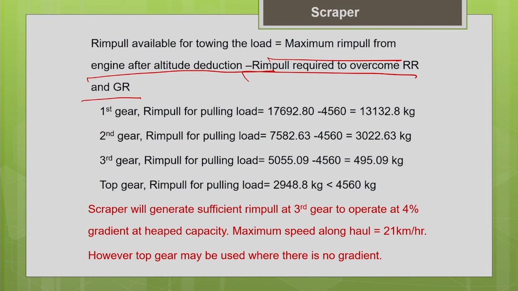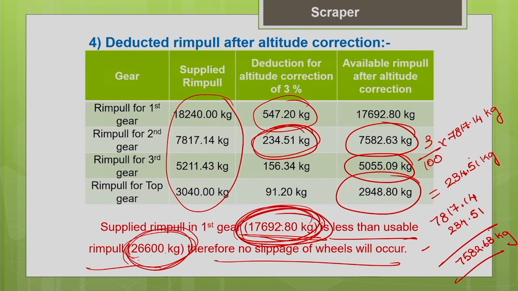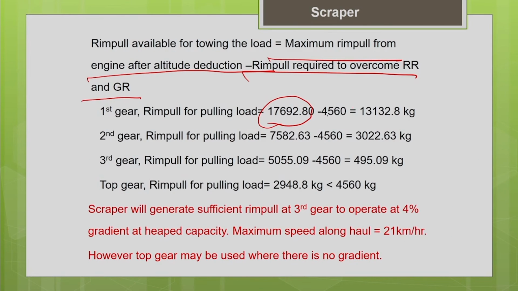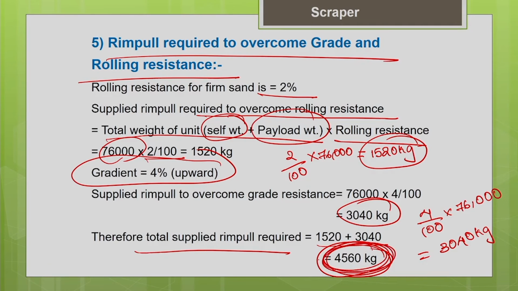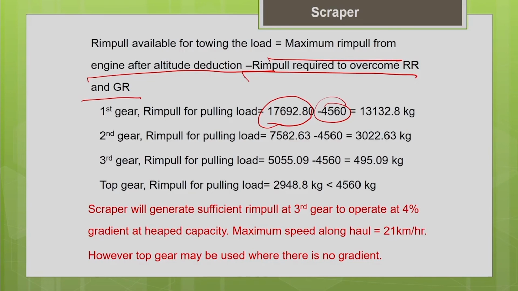For the first gear, after the altitude correction, the available rim pull is 17,692.8. Hope you remember 17,692.8 minus the rim pull needed to overcome the rolling and the grade resistance, 4,560 kg. So you deduct this, and you will get the power available for pulling the load or towing the load at this first gear.